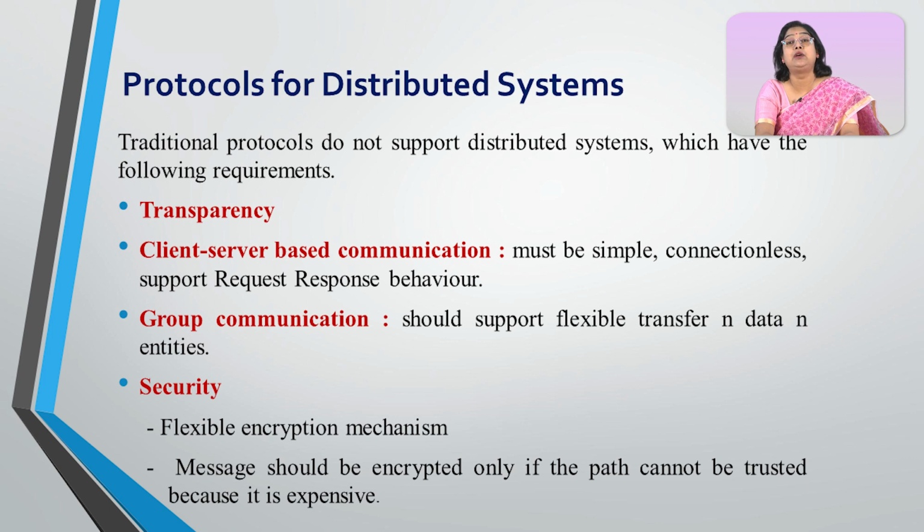The third one is the group communication. It should support flexible transfer of data and entities. Protocols should support group communication facility so that messages can be selectively sent to a group or to the entire system by defining multicast or broadcast address respectively. The fourth, when talking about security, protocols should support flexible encryption mechanism. That is, message should be encrypted only if the path cannot be trusted because it is expensive.